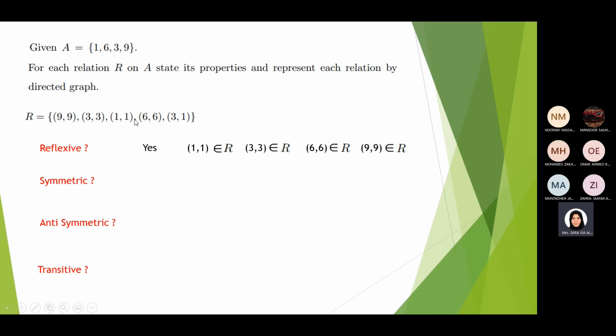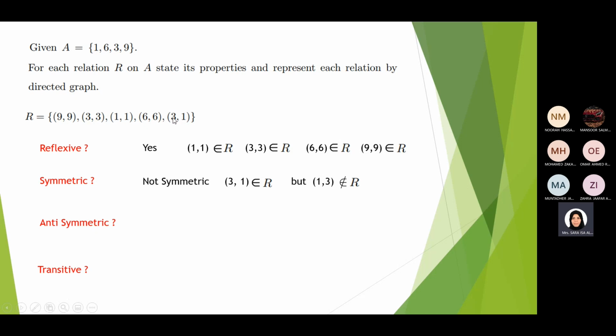Is it symmetric? Do you think this is a symmetric relation? Yes or no? No, it's not a symmetric relation. Why? Because 3, 1 is in my relation, but 1, 3 is not in my relation. So here you can see the last pair, 3, 1, but 1, 3 is not included. So it is not symmetric.